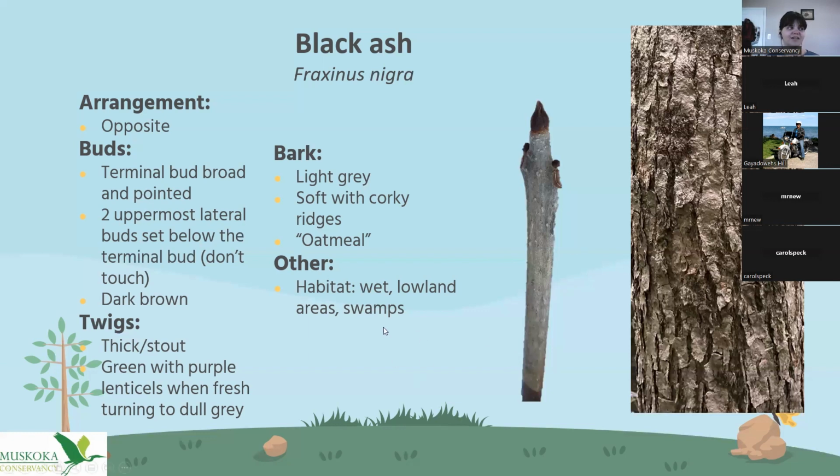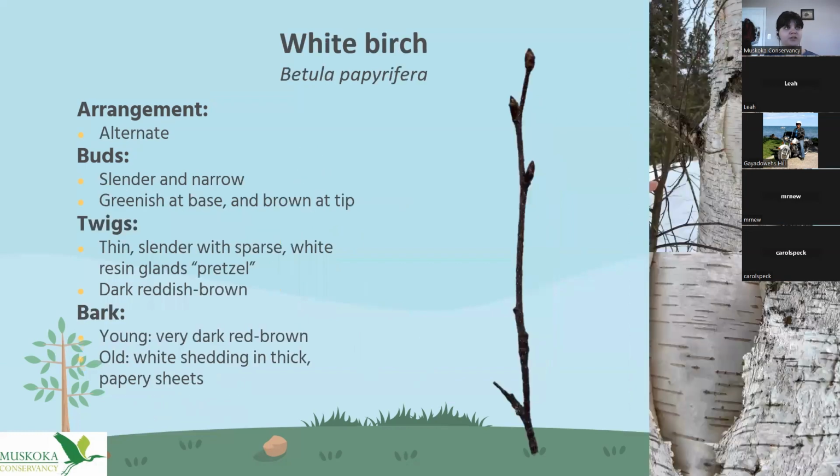Another thing to consider is the habitat. And so with our black ash, they are found more in wet lowland areas and in swamps. So they don't mind having their feet wet at all. And that is our black ash. And so now we'll move into our alternate species, and we're starting with white birch.